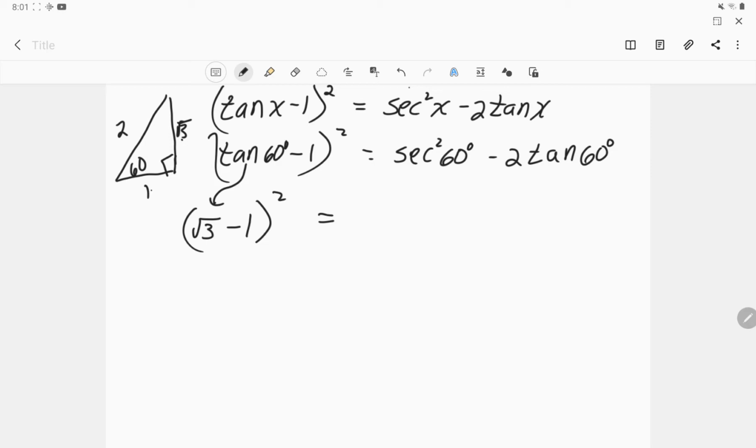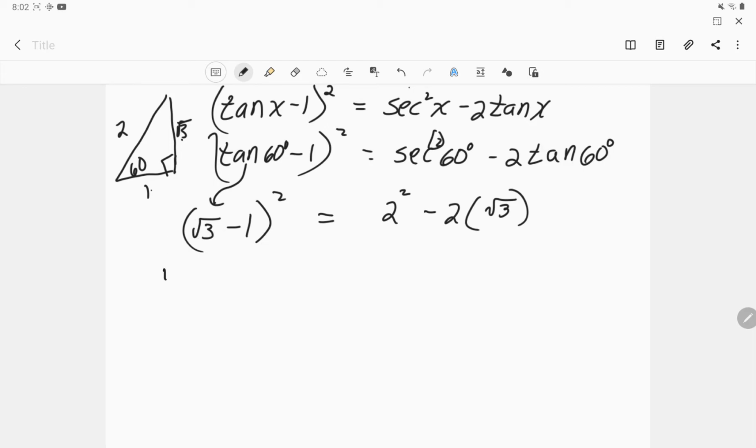Secant is the reciprocal of cosine. Cosine is adjacent over hypotenuse. So that means secant is hypotenuse over adjacent. It is 2, but it is squared, minus 2 times tan of 60. And tan, again, is opposite over adjacent, which is root 3. So we're going to work on both sides.